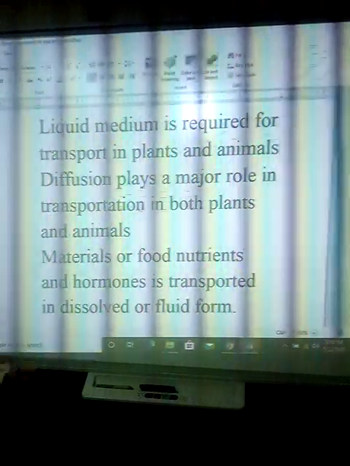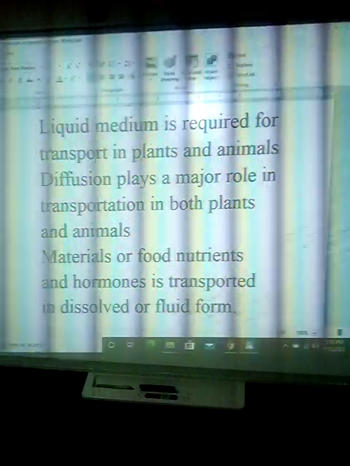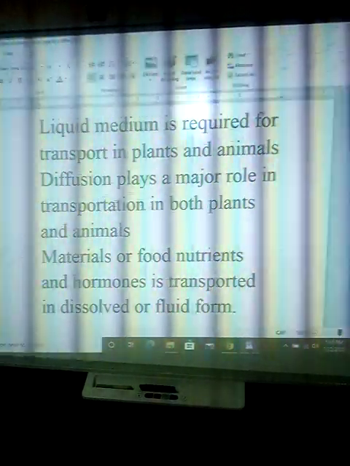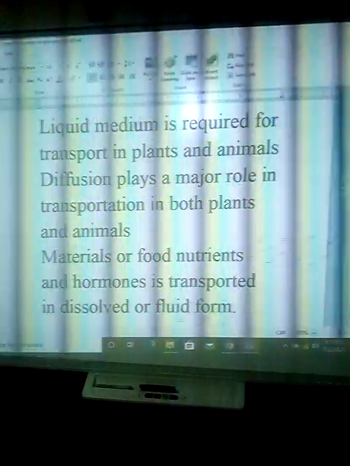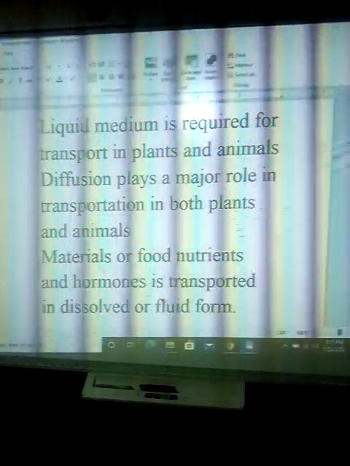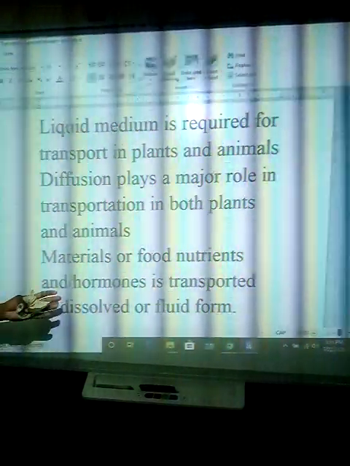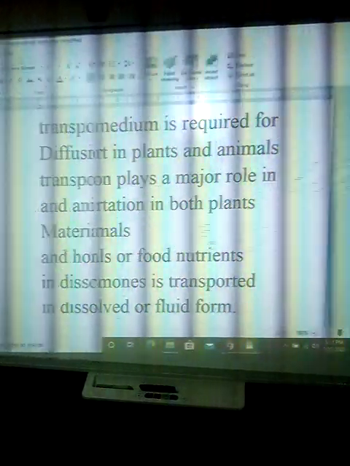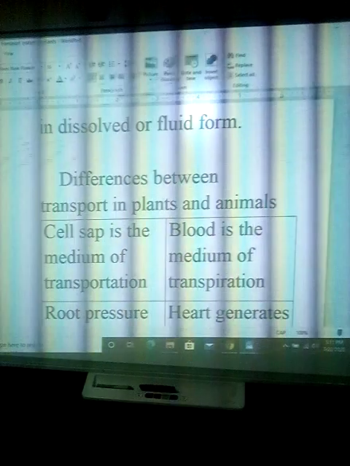We have studied all this in previous videos in cell and its environment. We did study it in plasmolysis, hemolysis, and all those. We are now studying it in transportation in plants, in translocation. Particles of food, nutrients, and hormones are transported in dissolved or what? Or fluid form. They have to be transported in that.